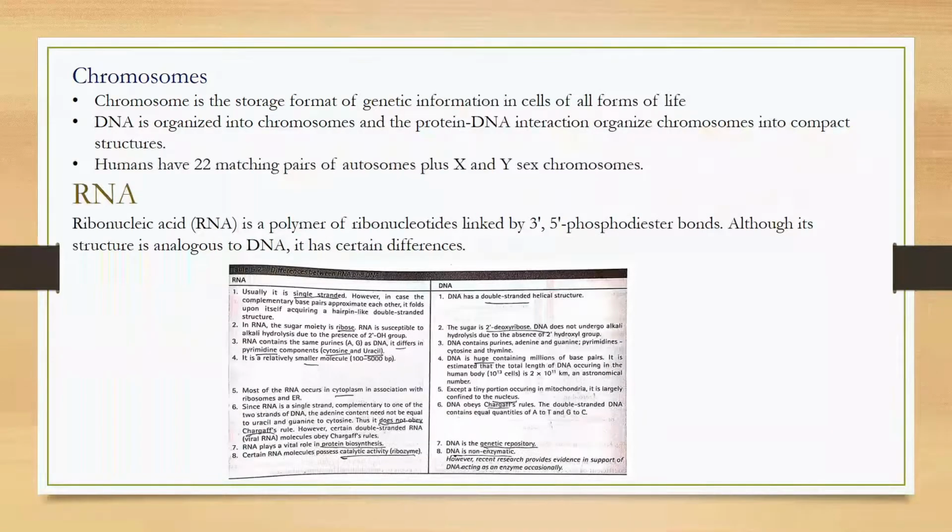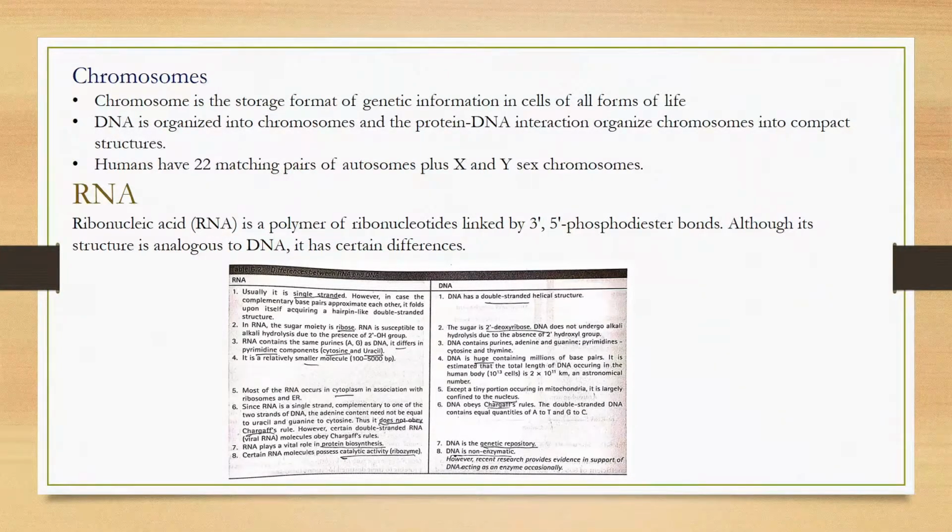The second point of difference is that in RNA, the sugar moiety is ribose. RNA is susceptible to alkali hydrolysis due to the presence of the 2' hydroxyl group. The sugar in DNA, that is 2' deoxyribose, does not undergo alkali hydrolysis due to the absence of the 2' hydroxyl group.